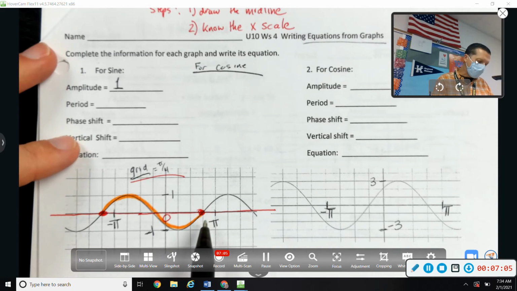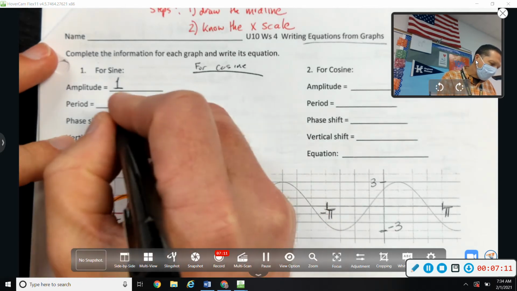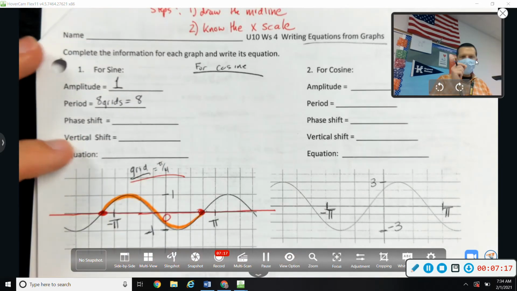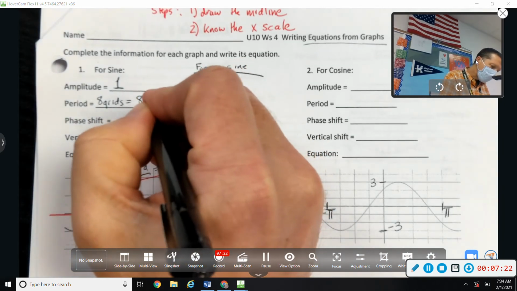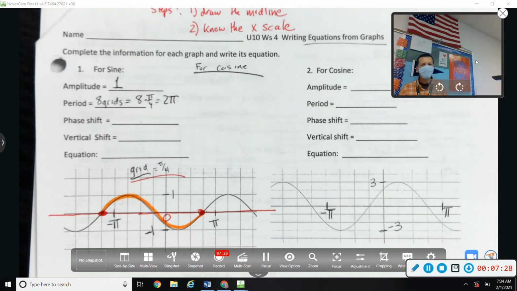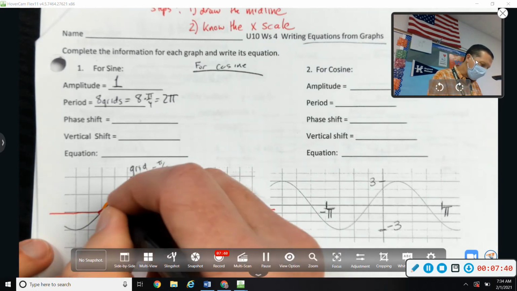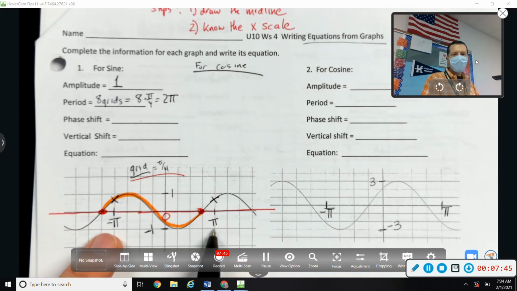Well, let's count our grids. 1, 2, 3, 4, 5, 6, 7, 8. 8 grids. But each scale or each tick mark was pi over 4. So our period is 2 pi. Some people can look at that and see that it's 2 pi because, from negative pi to pi, that's kind of a weird spot on the graph, but it's the same spot on the graph. Right? From there to there is one period, and so that's 2 pi.